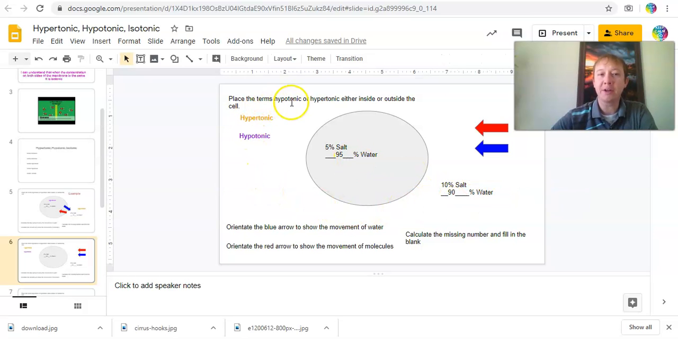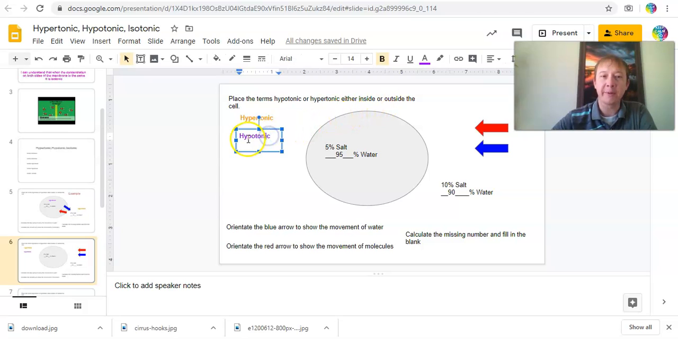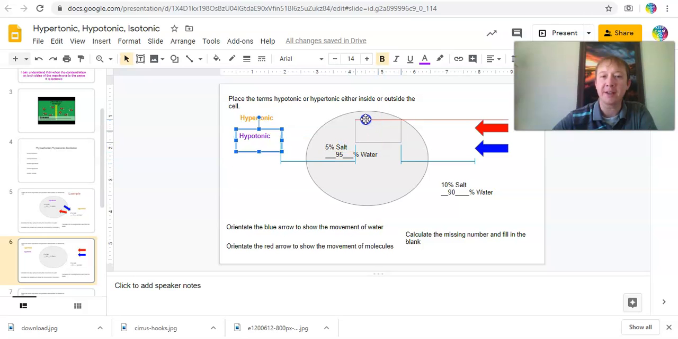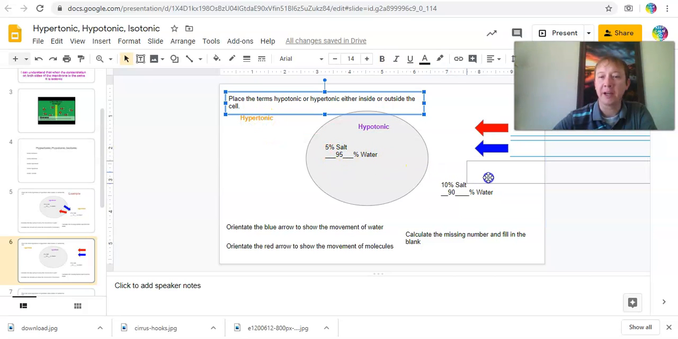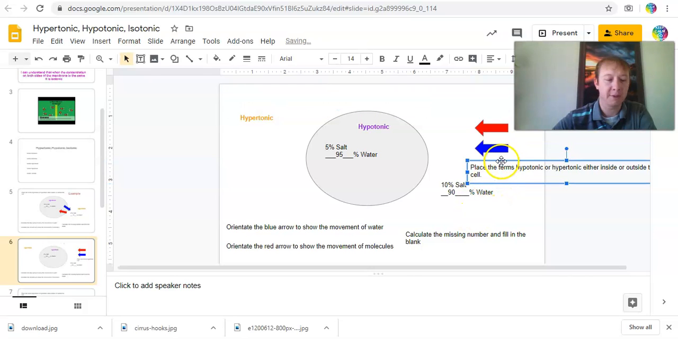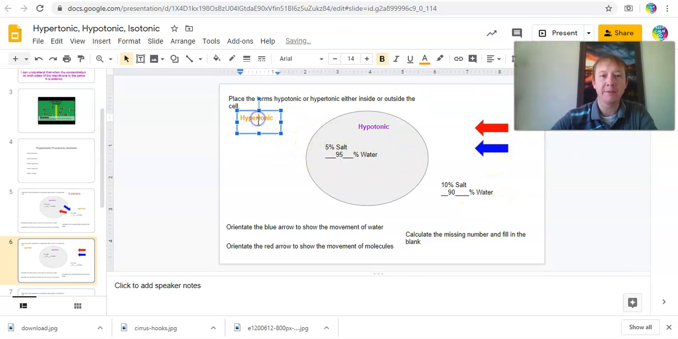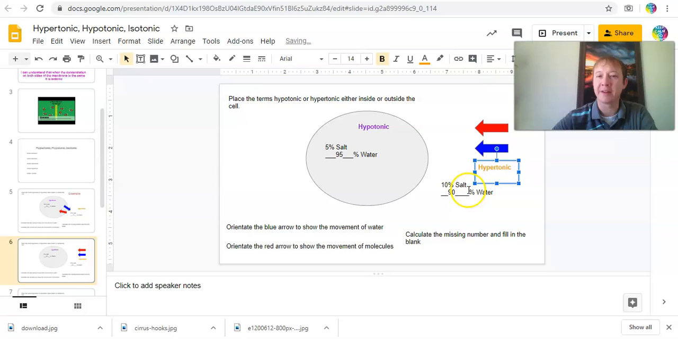Now we need to place the terms hypotonic or hypertonic either inside or outside the cell. Remember, hypotonic means a higher concentration of water. Click on this until you have the four arrows, and you can drag it to where it has the higher concentration of water. We can see that is inside the cell, so this would be a hypotonic solution. The hypertonic we can bring down here, by the outside of the cell. Oops, I clicked the wrong one.